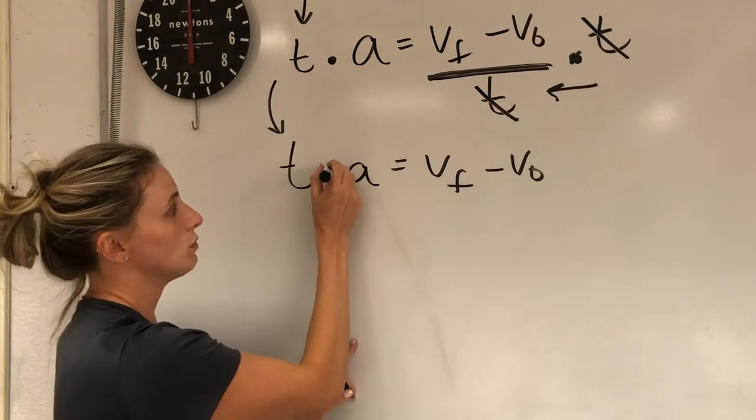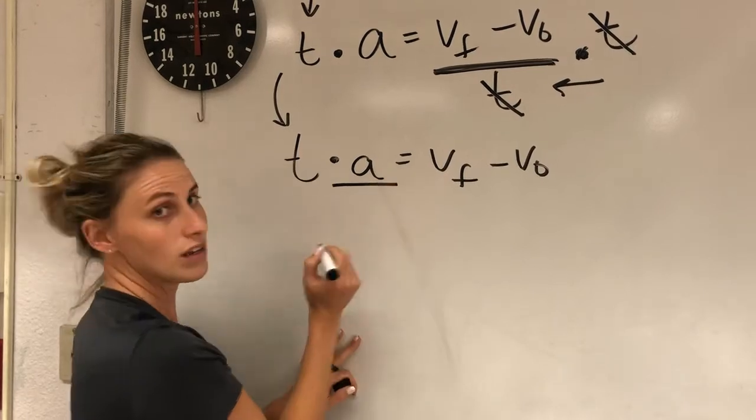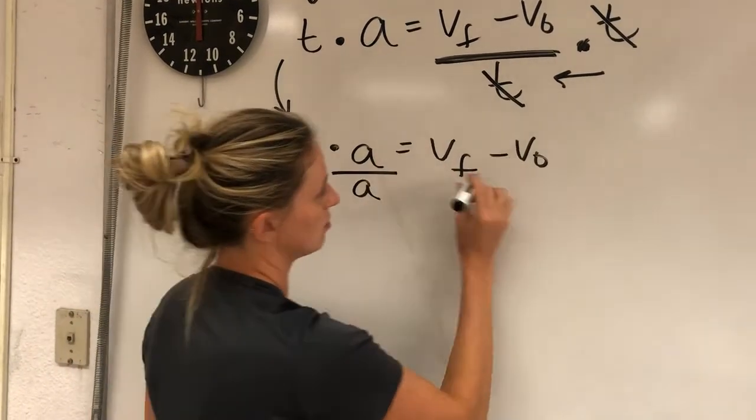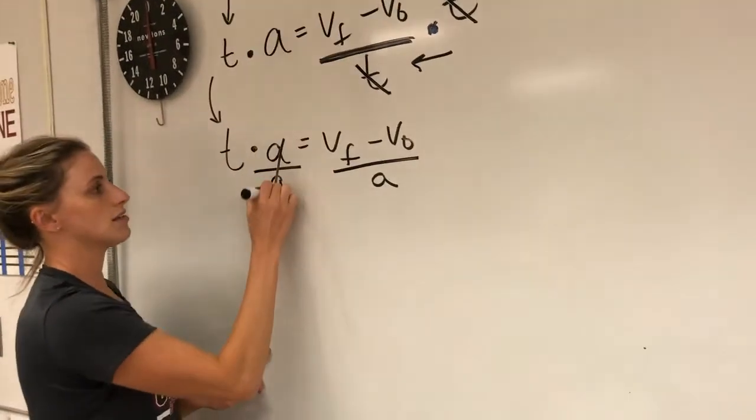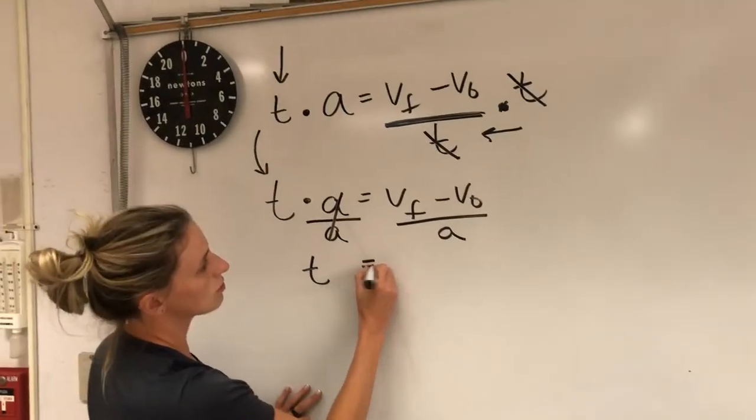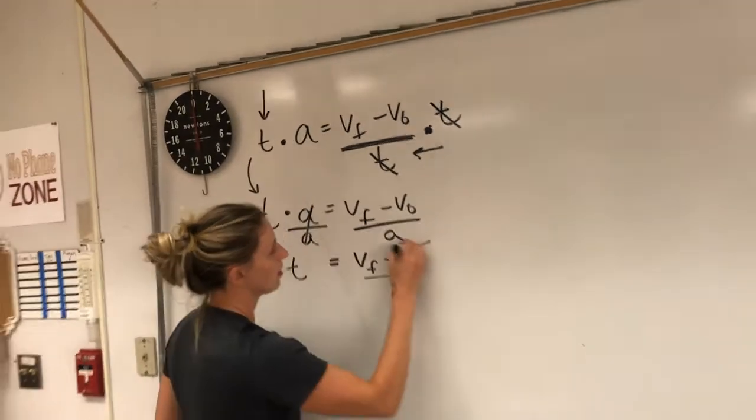I've got multiplication right here. How do I get rid of this? What do I have to do? The opposite of multiplication. Divide. So divide by this. If I do it on this side, I must also do it on this side. Okay, I can cancel these out now. So now I've got t equals v final minus v initial over a.